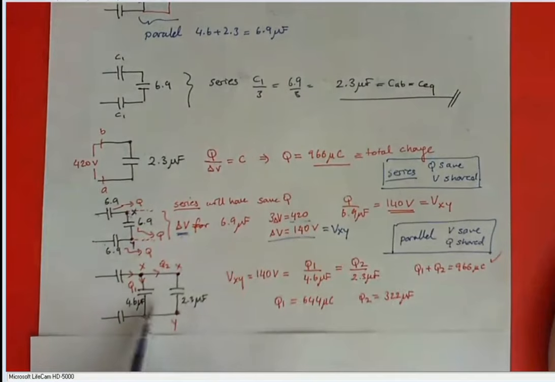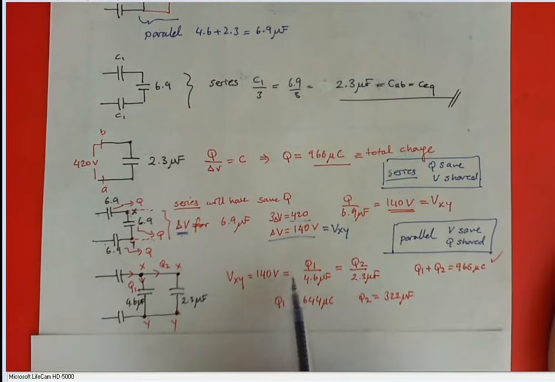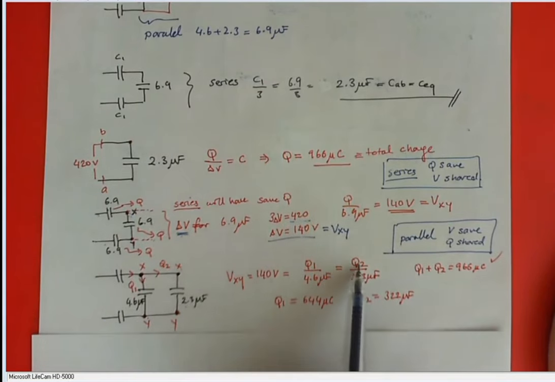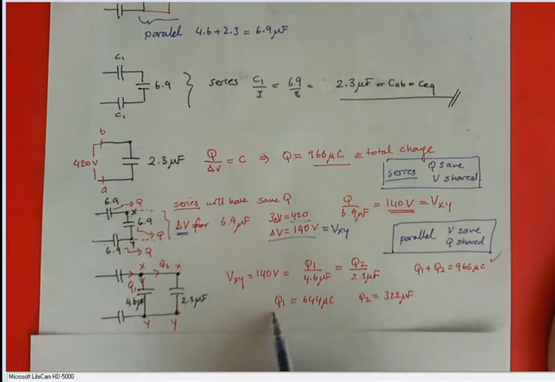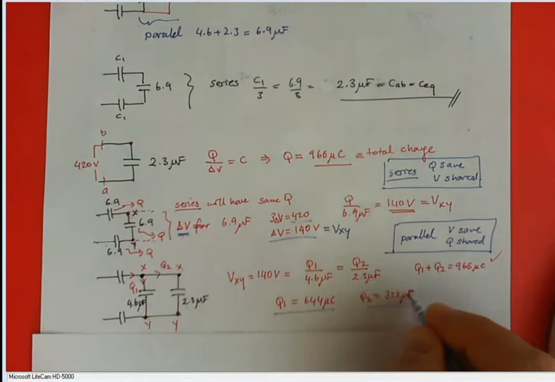Okay, so in here, these two are parallel, so that means the charges will be shared. So how are we going to distribute the charges? Since the potentials are the same, which is 140, and if I call the charge of this one Q1 and that one Q2, then Q1 divided by 4.6 equals Q2 divided by 2.3, and the total of the charges would be 966. If you solve this, then Q1 is 644, and Q2 will be 322 microcoulomb.